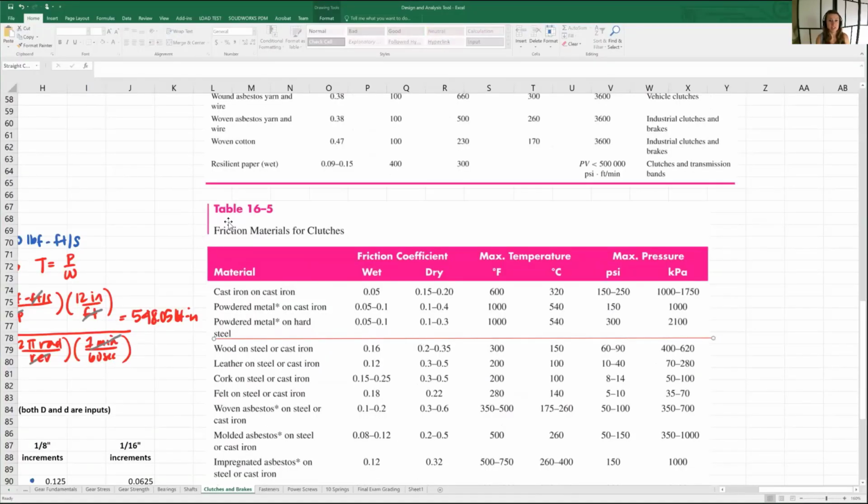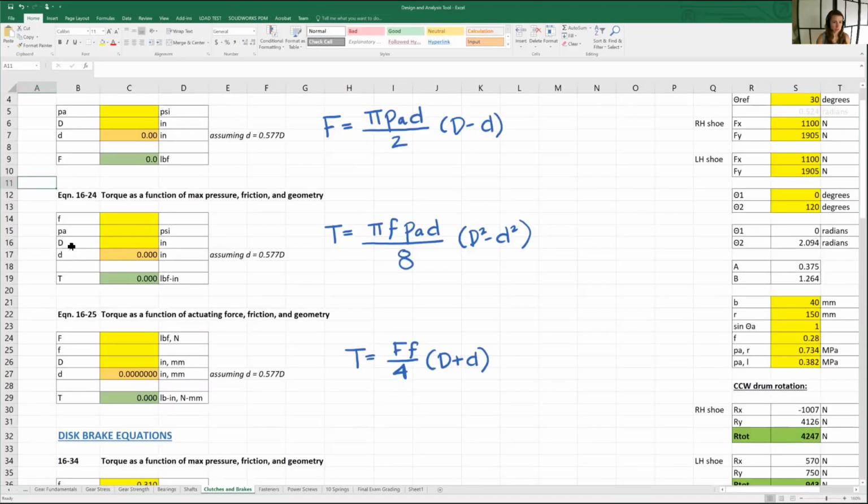Here's table 16.5, friction materials for clutches. This would go in your analysis tool. We have powdered metal on hard steel. We're going to assume we have a dry clutch because we're not given any information otherwise. So pick the coefficient of friction in the middle of the range. We're going to pick 0.2 for this problem. And then the maximum pressure that we want to develop in the pad is 300 psi.